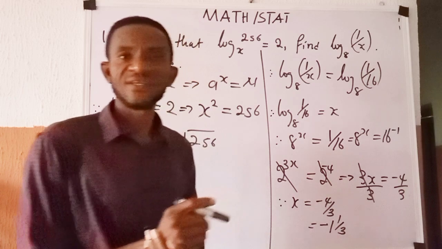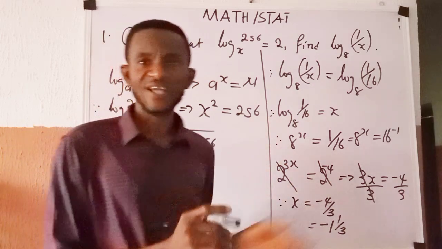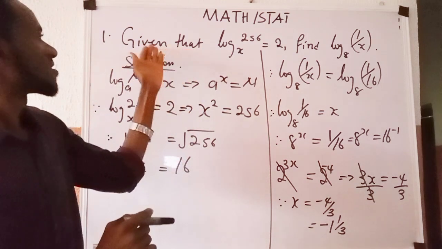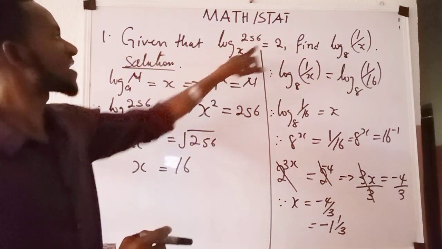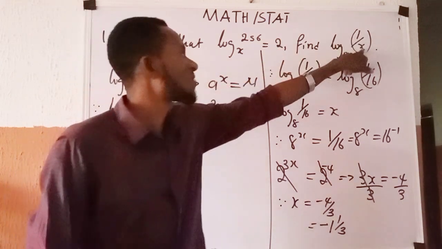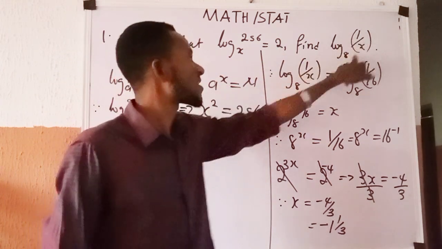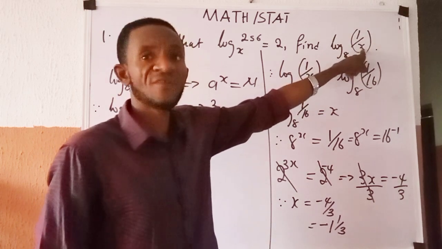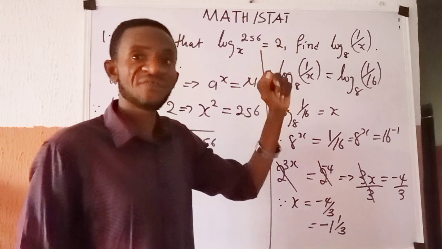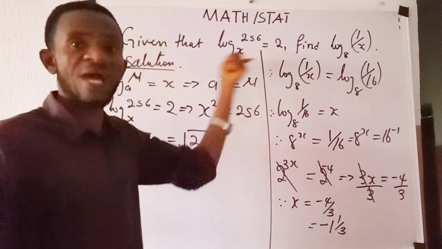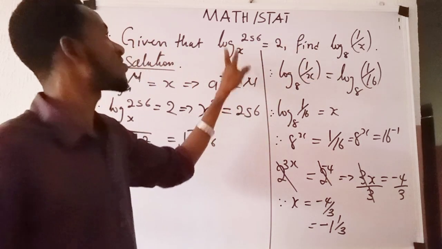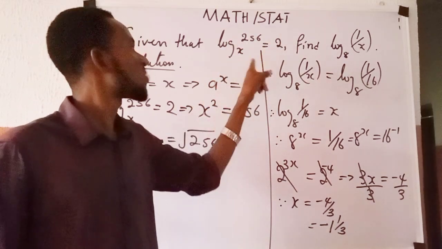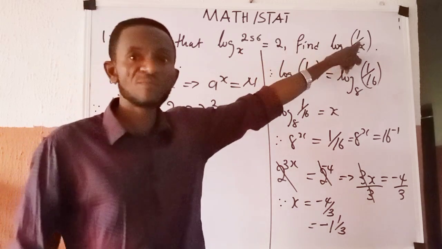We really want to believe that you did not have a challenge as we provide a solution to this problem. We began from given that log of 256 base x is equal to 2. We should find the value of log of 1 over x base 8. So for us to be able to find this value, we need to know the value of x, and this value of x wasn't given to us. Of course, there was information preceding this, that log of 256 base x is equal to 2. So from this information, we can know the value of x, with which to solve this problem.